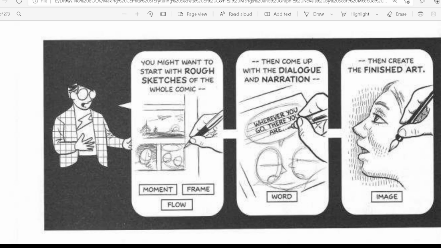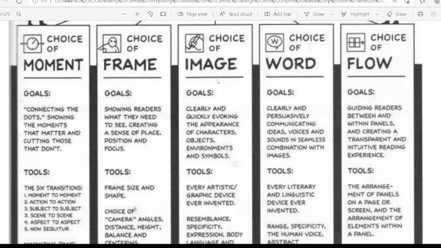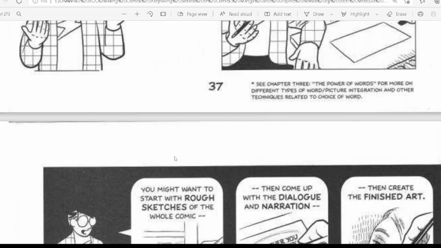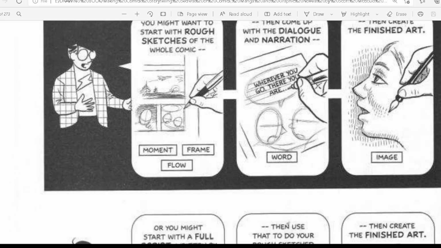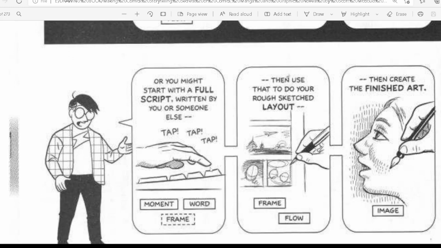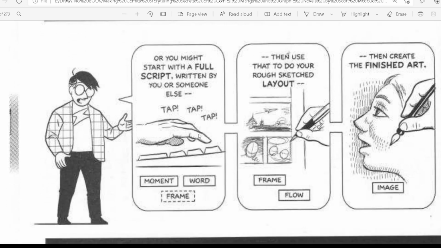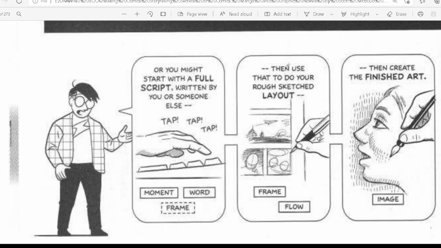Simple, make it the simple way, right? You have 5 steps: choice of moment, choice of frame, choice of image, choice of word, choice of flow. You can do these 5 things by rough sketches, and after that you will have a dialogue and narration. Start to write on everything, and at the end you can create the finished art by detailing it, and it will be helpful for you to keep continuing.